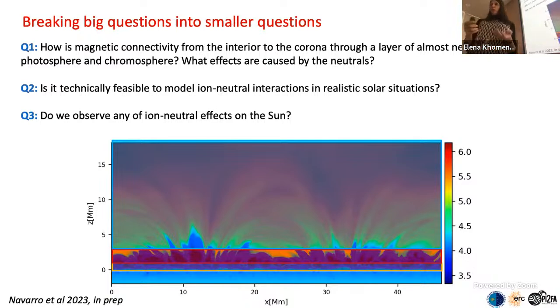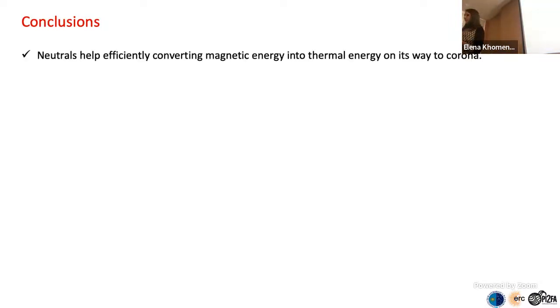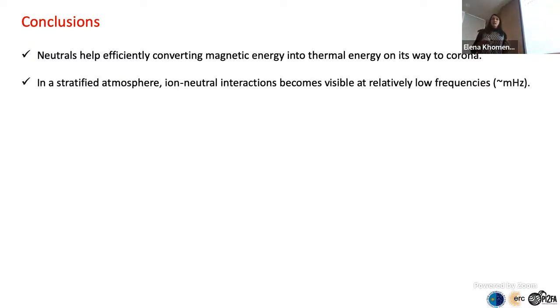And if I lose you on my way of talking here, I start to directly jump to the conclusions. Okay, so there are some take-home messages. I will try to convince you in the rest of my talk that neutrals are very important because they can efficiently convert magnetic energy into thermal energy, here in the chromosphere. Then in a stratified atmosphere, like the one of the sun, the ion-neutral effects manifest themselves at rather low frequencies. This is not like plasma frequencies where you have to go to very high frequencies. In the stratified atmosphere, you can see these effects at frequencies of the order of millihertz.